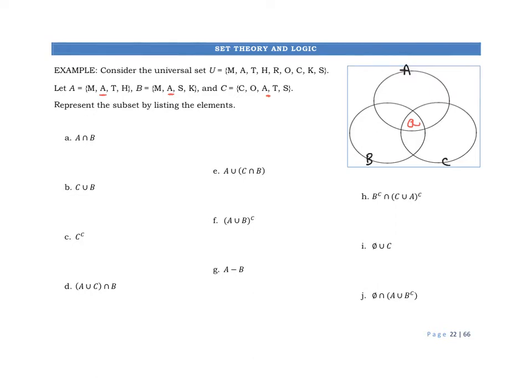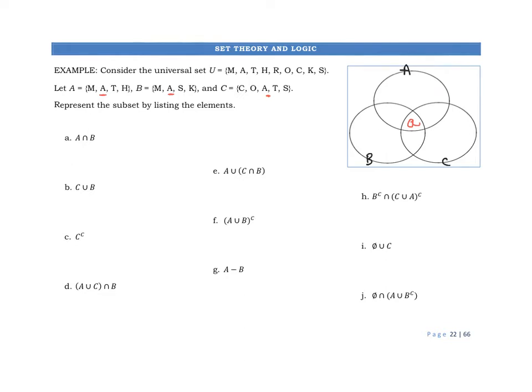So I noticed that when I was doing this, I have capital letters for my set names, and I probably should have put lowercase letters for my elements. So just to avoid confusion, I'm going to go ahead and use lowercase letters for our elements. All right, so now let's go ahead and fill out these other parts of our Venn diagram, okay?